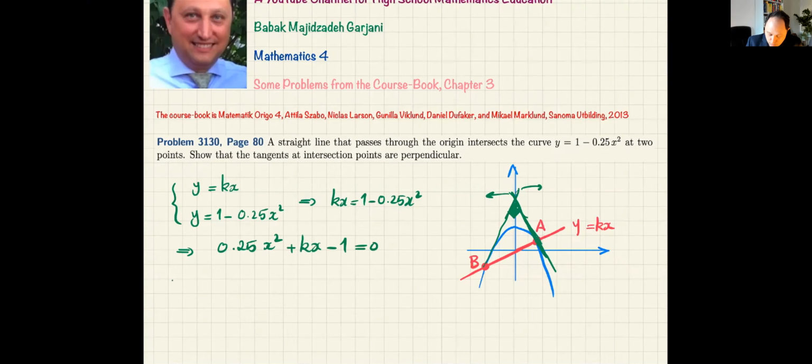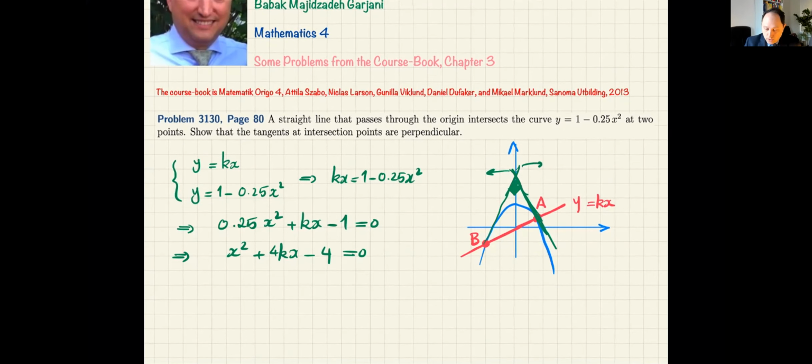If you don't mind, let me multiply everything by 4 to get rid of this decimal number. So if I multiply everything by 4, it becomes x squared plus 4kx minus 4 equals 0. Now tell me, if I solve this quadratic equation, in general, I will get two answers, x1 and x2. Can you tell me what these x1 and x2 are?